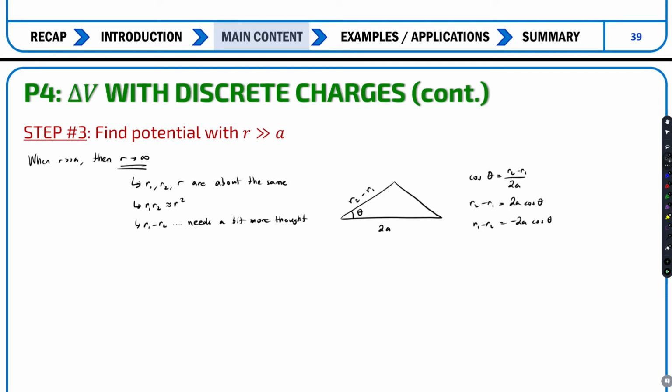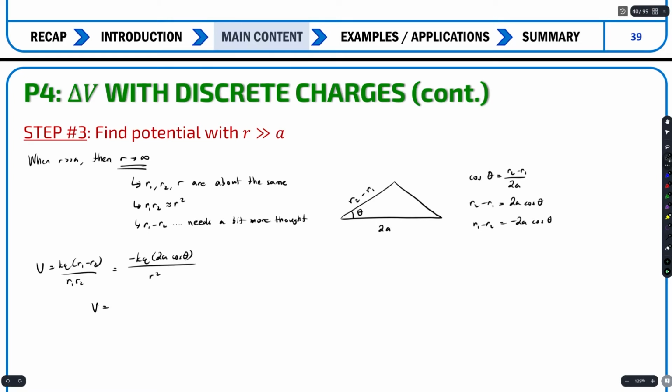Okay, what we want to do now is put everything we know together and try to solve for V. So we know that V is equal to KQ (r1 minus r2) divided by r1 r2. We know r1 r2 is essentially equal to r squared. r1 minus r2 is minus 2a cos theta. So we have minus KQ 2a cos theta divided by r squared.